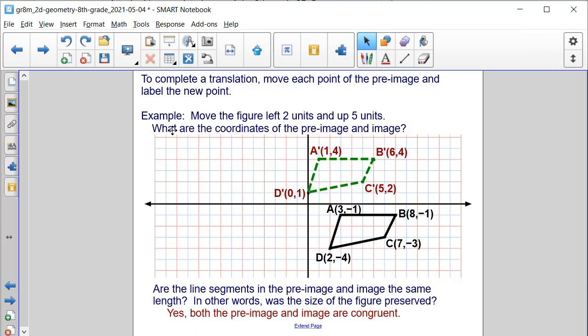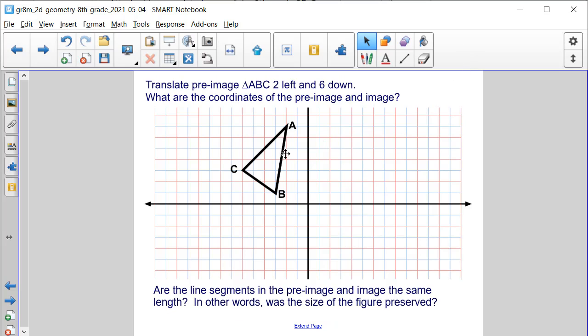And right here, this slide shows the solutions to this question, that we did indeed move this figure to the left 2 spaces and up 5, and we have these new coordinates when compared to these originals. And yes, both the pre-image and image are congruent figures.